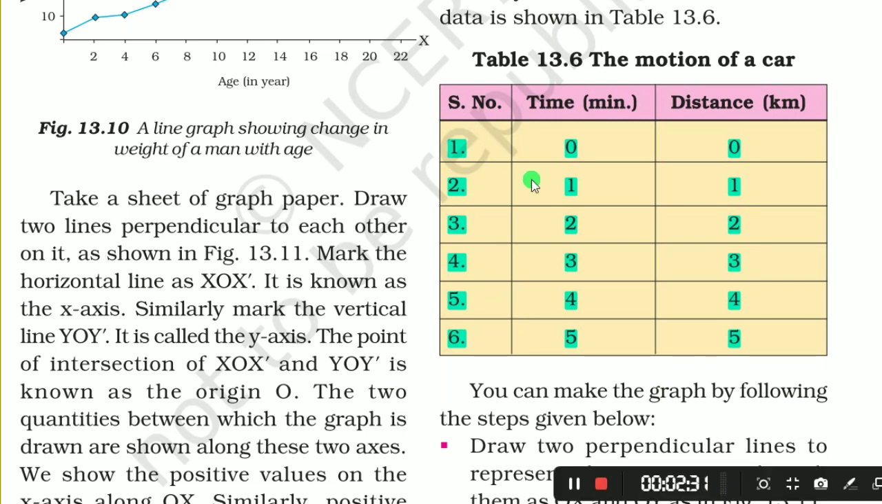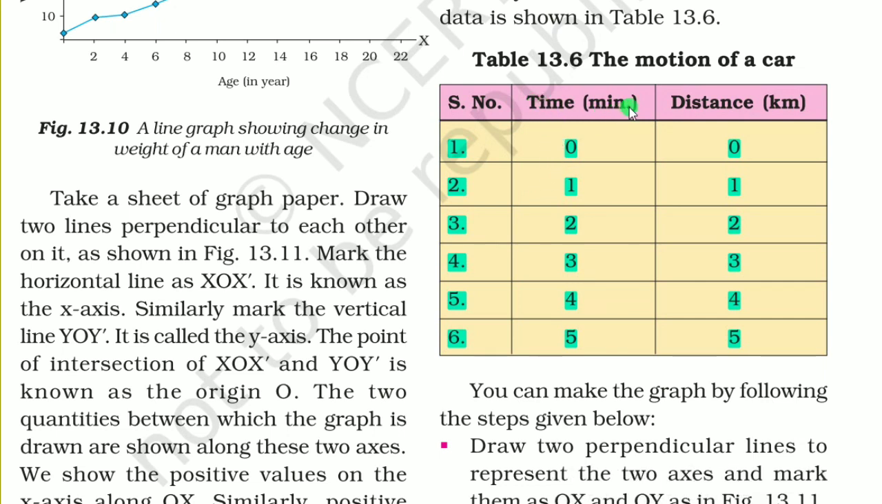You can see this is the table containing the time and distance a particular car has moved. At a particular time, how much distance the car has moved is written. So serial numbers 1 2 3 4 5 6: at 0 time, 0 distance covered; at 1 minute, 1 kilometer covered; at 2 minutes, 2 kilometers covered, and so on in this way.